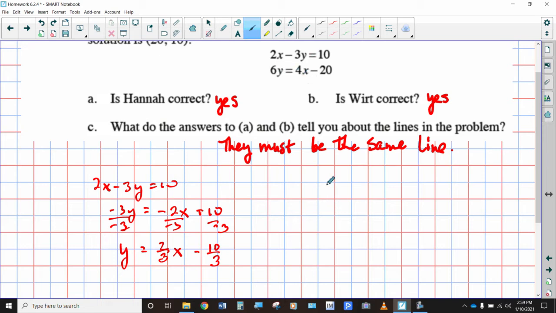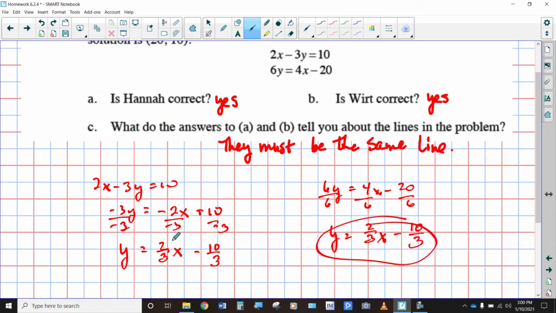Let's see this one. You've got 6y is equal to 4x minus 20. When we divide everything by 6, you're going to get 1y, 2/3 of x, and negative 10 over 3. So yes, they are the exact same line, same slope, same y-intercept. So either one of the solutions should work.